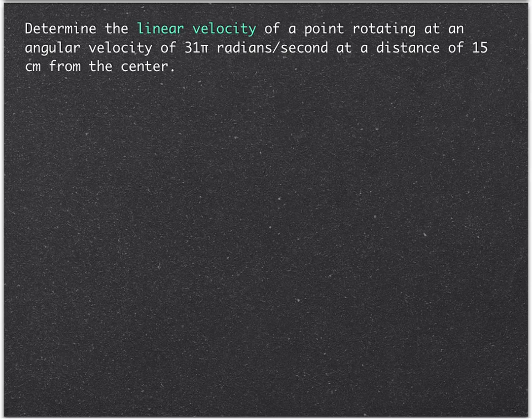All right, now let's talk a little bit about linear velocity. Find the linear velocity of a point rotating at an angular velocity of 31 pi radians per second at a distance of 15 centimeters from the center. The idea here is you'll always have some kind of circular thing, rotating around and around and around. We could find the angular velocity of this, but we'd like to know how fast it is actually going at a linear rate. Now, let's go back to last lesson when we learned about this. Remember, this is the formula for arc length, where S is the arc length.